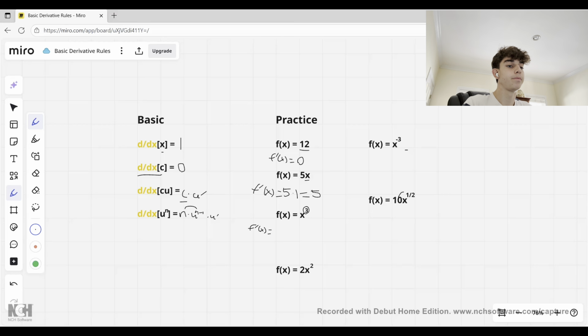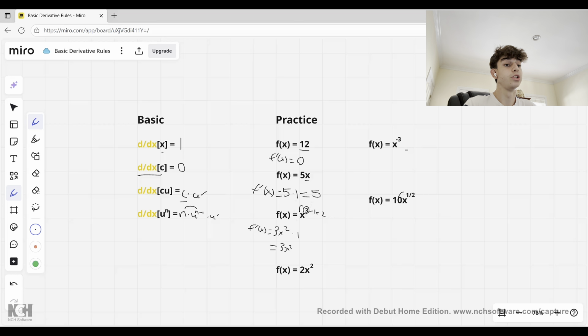Don't forget your notation. So here, you're going to move the 3 down. So you're going to have 3x, and you're going to take that 3, subtract 1 to equal 2. So you're just going to have 3x squared, and you're going to multiply by your u prime, which equals 1, which is not going to affect your solution. So your final answer is going to be 3x squared. So again, really, really simple. Very, very basic derivative rule.